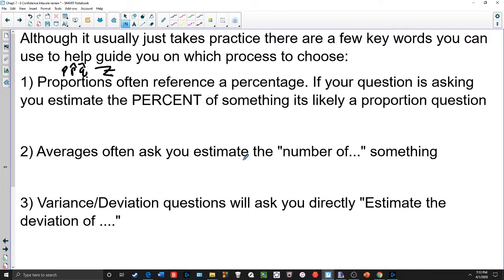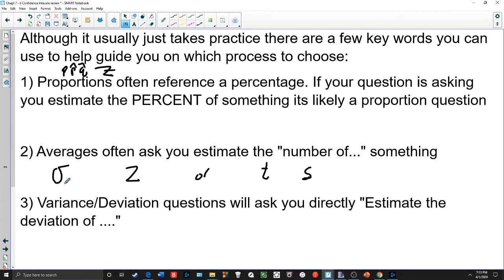If you're asked about an average, it's usually the number of something. So they'll ask you to estimate the number of people that have this, or the number of cats, or the number of dogs, or the number of visits, or the number of car crashes. So if you hear the words estimate the number of, that usually means you're doing an average question. This could either be a z or a t, depending on whether you know the population or sample deviation. Population deviation is usually given with sigma. Sample deviation is usually given with s, little s.